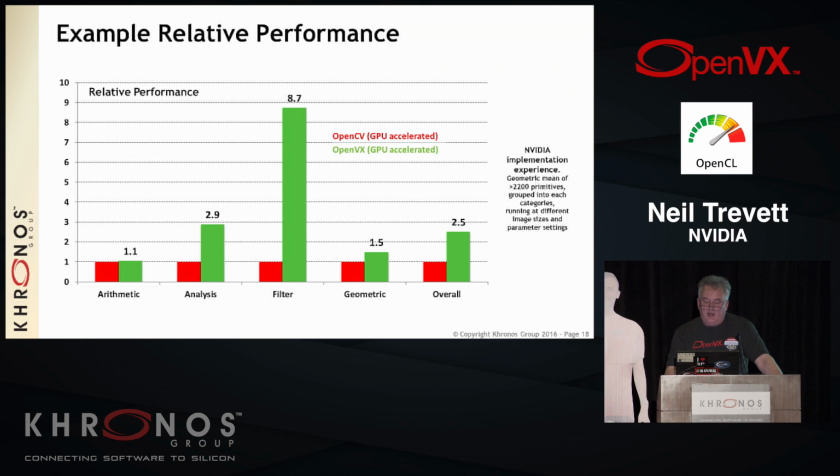So this is an early example from NVIDIA. I'm allowed to show these figures because I'm from NVIDIA, but other vendors are getting similar results. This is relative performance speed up. It will depend on your implementation, the architecture, and the particular kernels that you're running. But we are finding that this is a mean of 2,200 primitives binned into different types of primitive on our particular architecture. This is comparing OpenCV running on the GPU versus OpenVX running on the GPU.